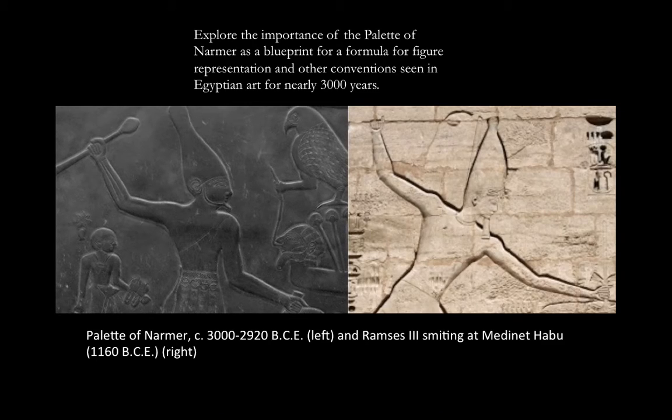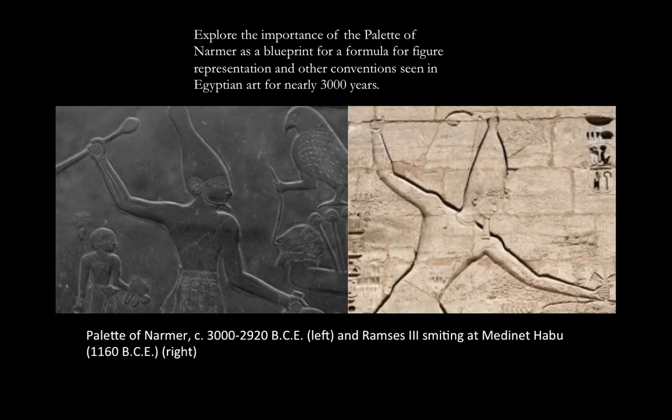We're going to begin by looking at an object called the Palette of Narmer, which visually might seem a little underwhelming to you, but I can't emphasize its importance. This object is seen as being so important that it's actually never left Egypt, because archaeologists there don't want it to leave the country. Why is it so important?